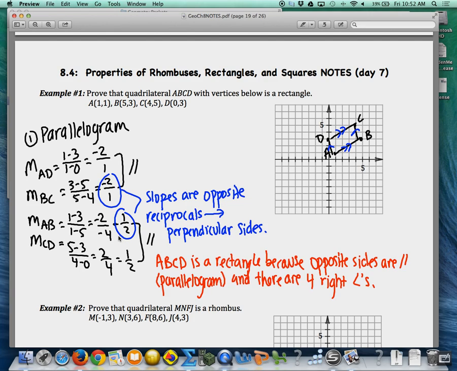Not too bad? That shouldn't be too bad. Questions on this one before we move on? What if you just put one of those, like if you put the opposite side of the... You have to show both. Okay, can I erase? Yeah?